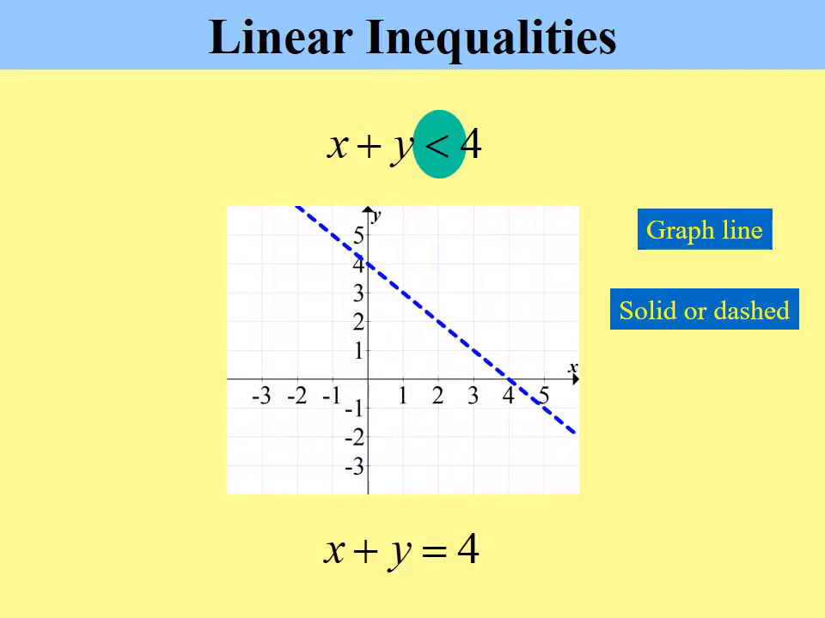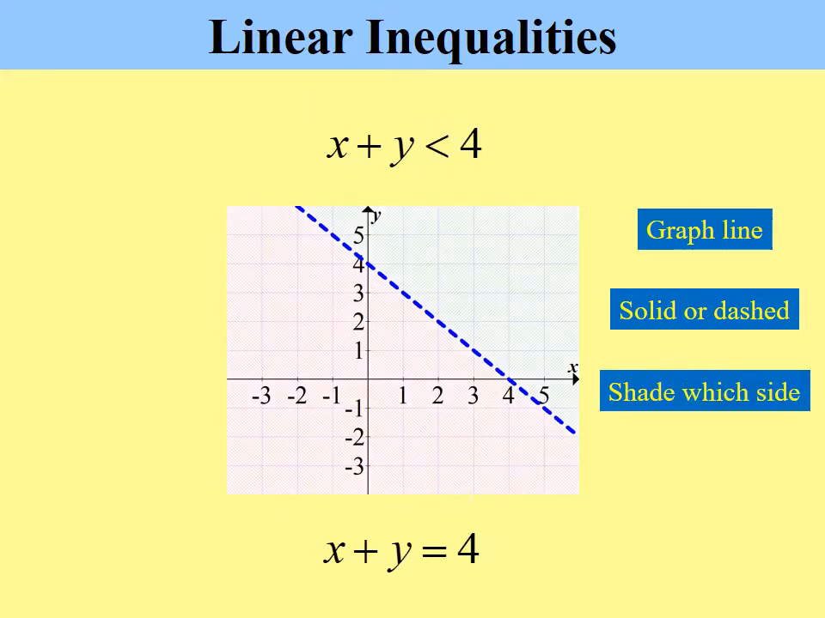And then we need to shade the top or the bottom of that line. Here again is the point 0, 0. Plugging that in, we get 0 plus 0 is less than 4. That is true. So we need to shade the bottom where that dot is.